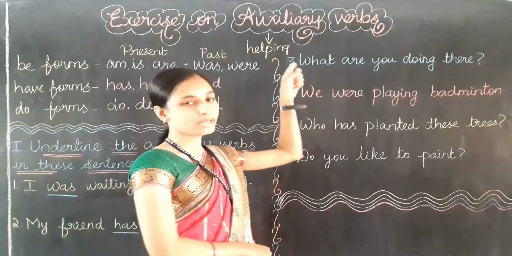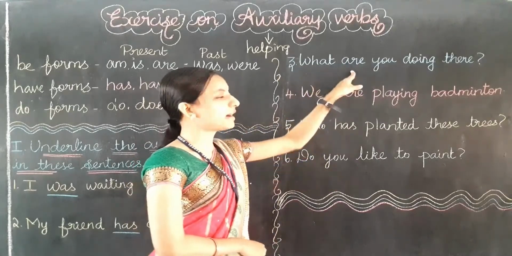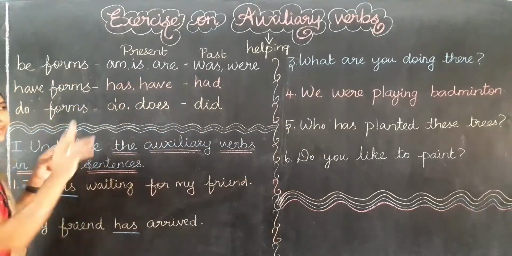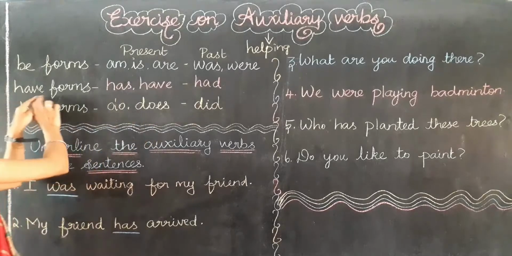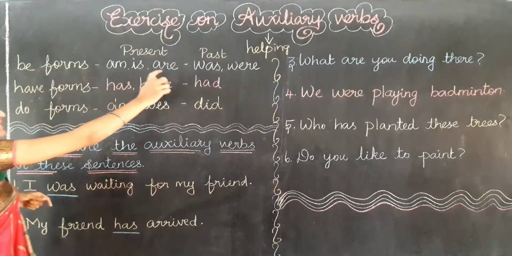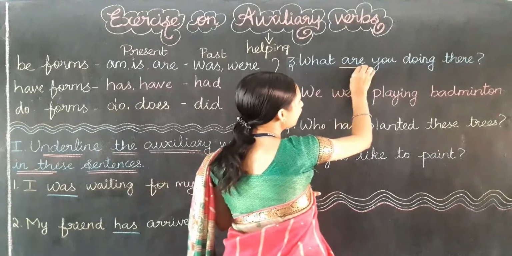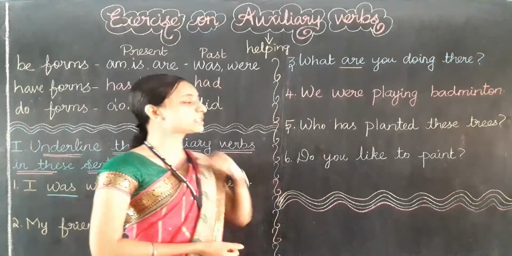After the what there will be a word, that is are. So are is an auxiliary verb. Am I right? In which form can we find are? In do form can you find are? No. Have form? No. Be form? Yes, here it is are. So are is an auxiliary verb. I have underlined it. Clear, children? Let's do the fourth one.